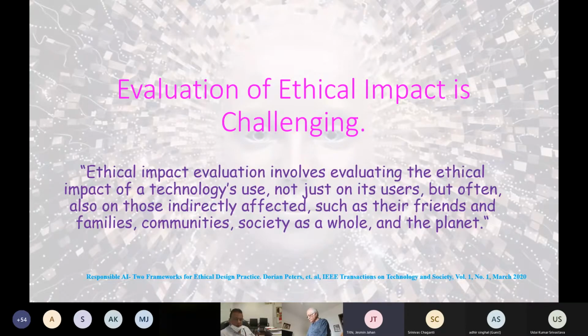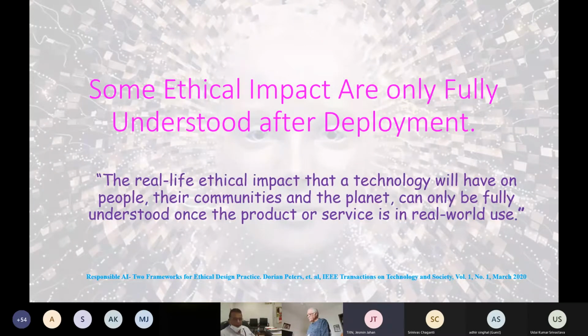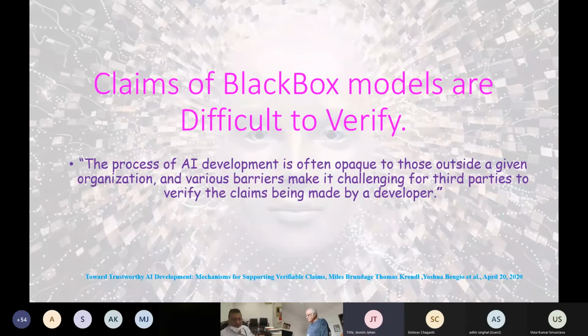Also, evaluation of ethical impact is challenging, because evaluating ethical impact not only involves evaluating the impact on the person who is using the AI himself, but also the impact on those affected indirectly, such as their friends, families, communities, society as a whole, and the planet. Also, some of the ethical impacts are only fully understood after deployment in the real world. Think about Facebook and its impact. Also, the claims for black box models are very difficult to verify for people who are outside the organization.